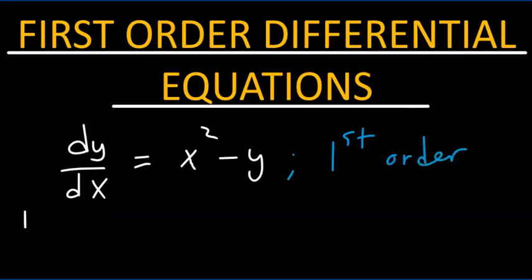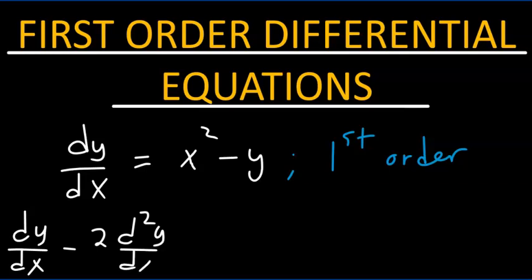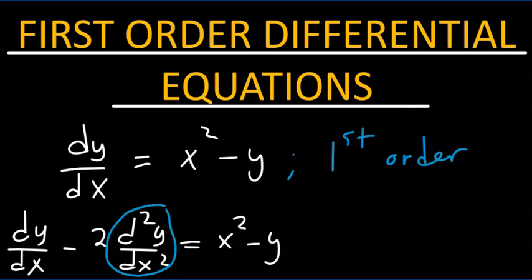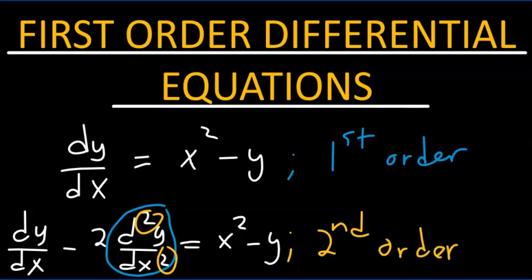So let's say you have another equation in the following form: dy/dx minus 2 d2y/dx squared equals x squared minus y. So this is the highest differential coefficient and the order is 2. So this equation is an equation of second order, a differential equation of second order.